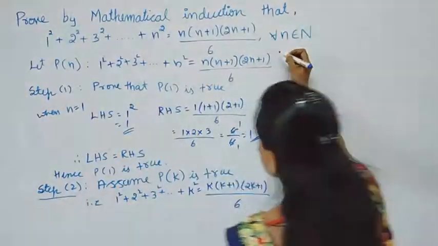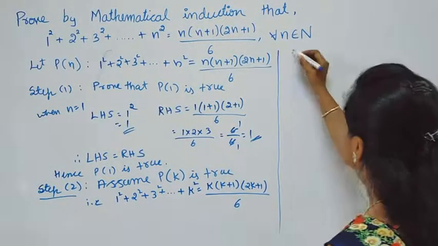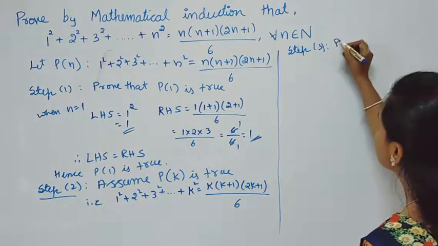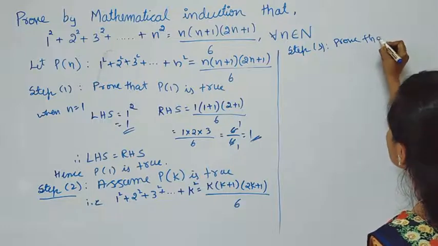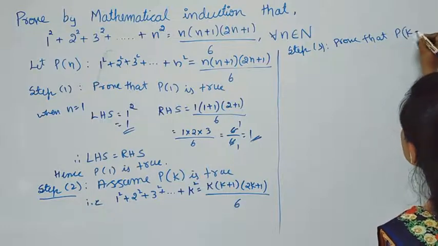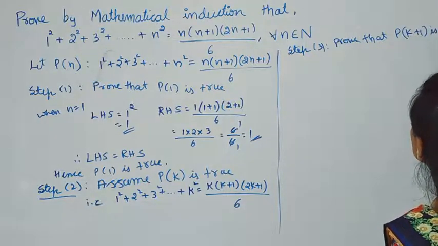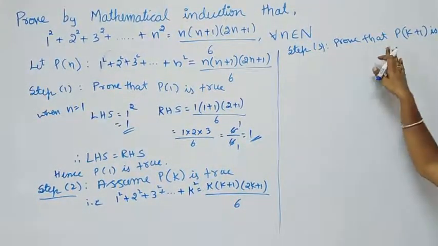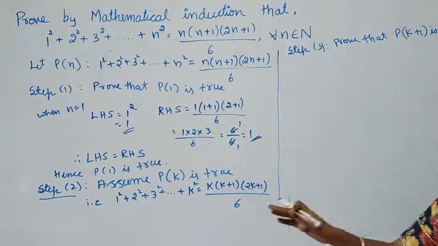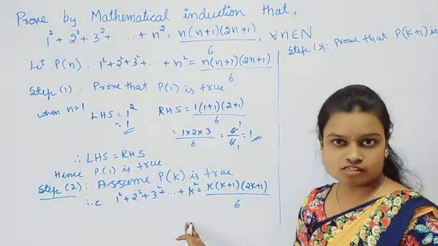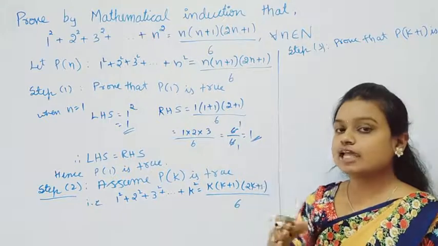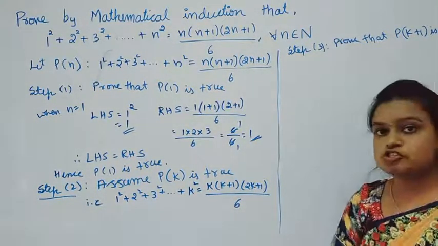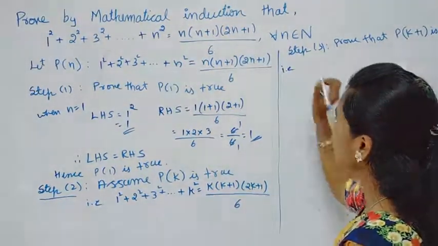Okay, so what is the third step? Step 3 is prove that P of k plus 1 is true. So we have to prove that P of k plus 1 is true. Up to k it is true, we already assumed that. So the next term after k is k plus 1. So we have to show that P of k plus 1 is also true. That is what we have to prove.